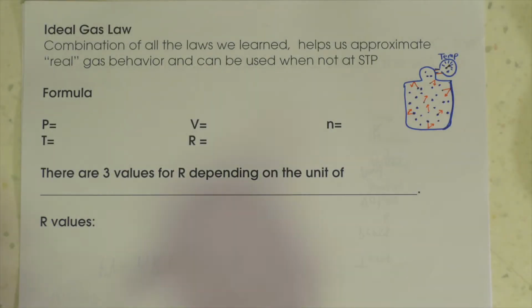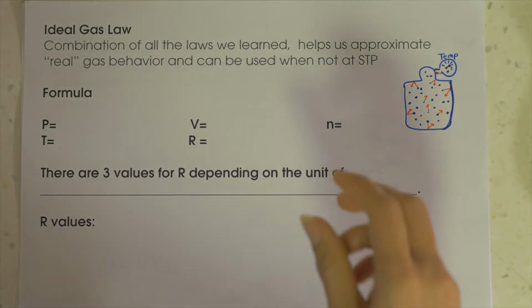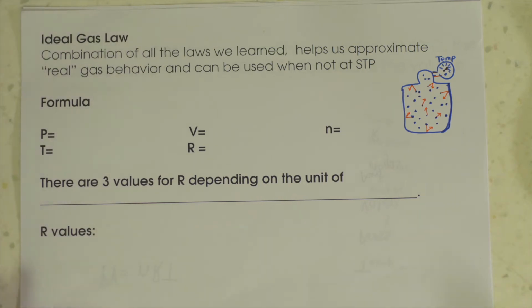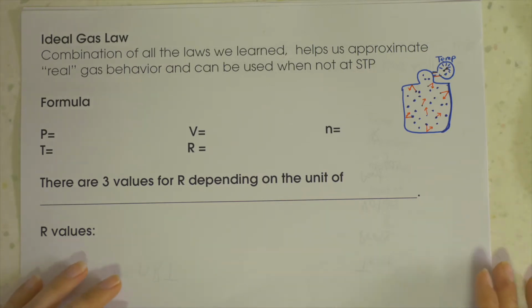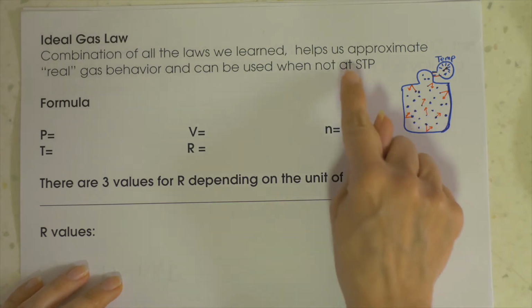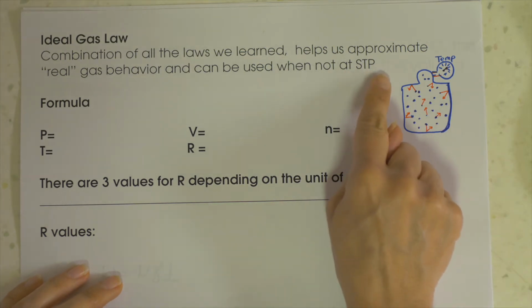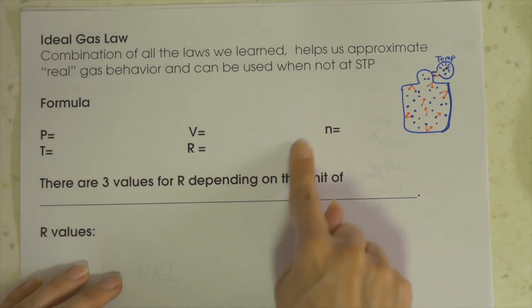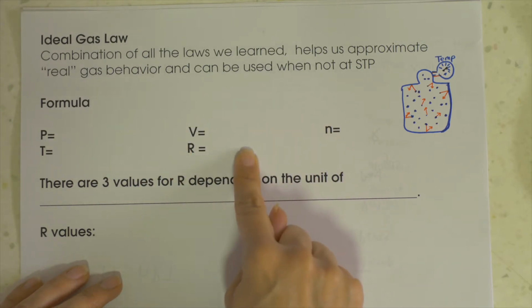Okay, so we're going to do one more of the gas laws that we need to understand for this unit, and that is called the ideal gas law. It is the combination of all the laws that we have learned, and it helps us to approximate real gas behavior and can be used when not at STP, which remember STP is standard temperature and pressure. So we're going to incorporate lots of different variables here into one equation.